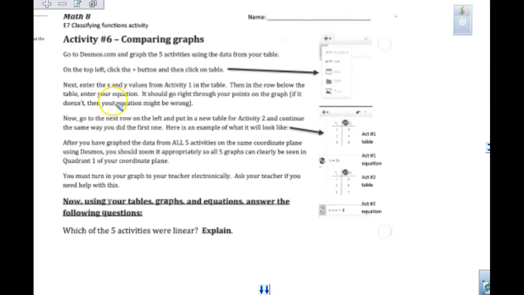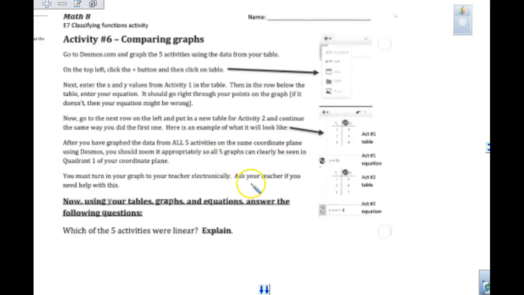It says you should enter the table. If you go to the right through the points of the graph, if it doesn't, your equation might be wrong. So what you're going to do is you're going to go to the plus, you're going to put in a table, then you'll put an equation. So as you look, everyone should be on that very back page. It says, now you're going to go to the next row and you're going to do activity 2. You'll put in the table, you'll put the graph. Do it for all 5 activities.